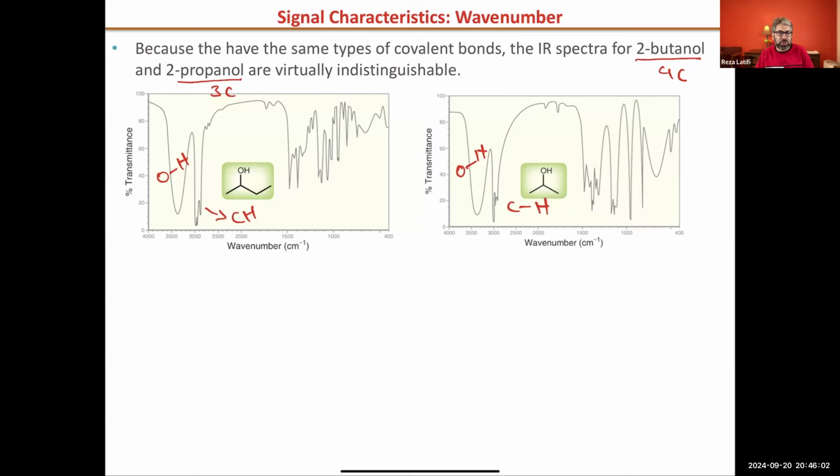Why? Because you're looking for functional group. And what do we have in common between those two molecules? OH. So the functional group in both cases is going to be the same, and it's not going to be surprising to see the same spectrum for both of them.